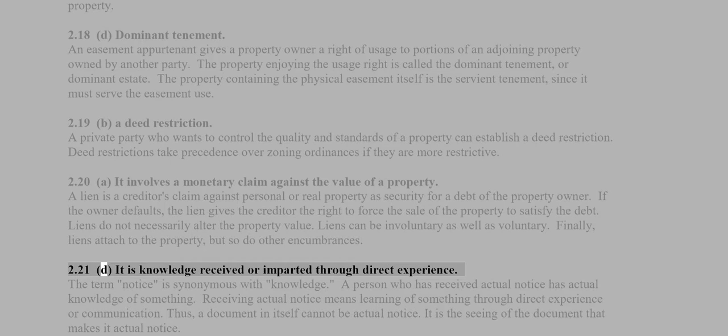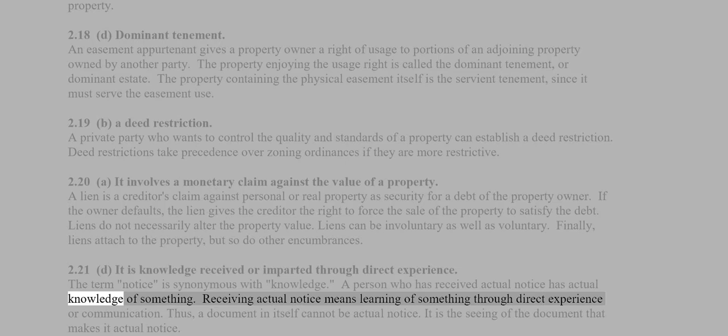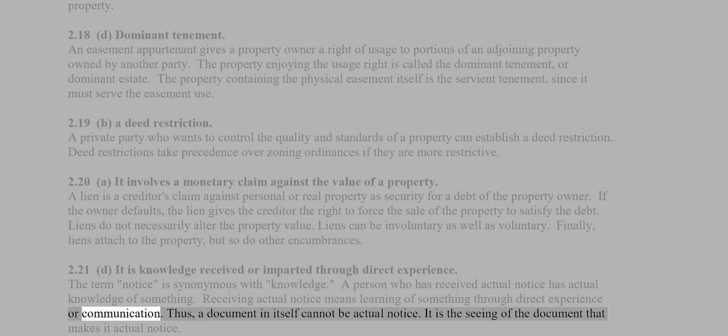2.21 d. It is knowledge received or imparted through direct experience. The term notice is synonymous with knowledge. A person who has received actual notice has actual knowledge of something. Receiving actual notice means learning of something through direct experience or communication. Thus, a document in itself cannot be actual notice. It is the seeing of the document that makes it actual notice.